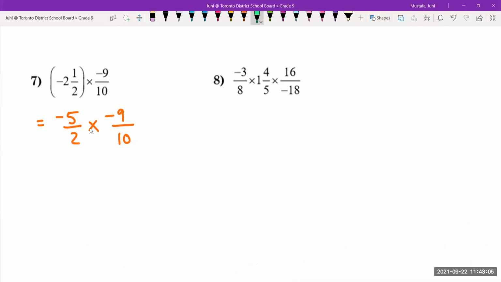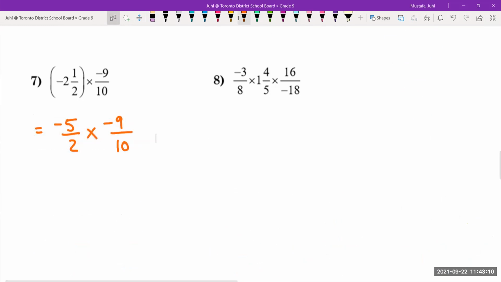Yeah, the matching pair of numbers are 5 and 10. What can I divide those by? So I'm going to divide this by 5, and I'm going to divide this by 5. When I do that, -5 divided by 5 is? -1. 10 divided by 5 is? Good job.